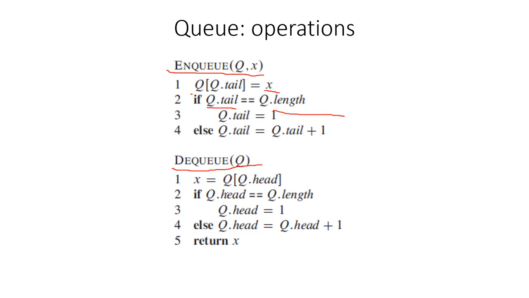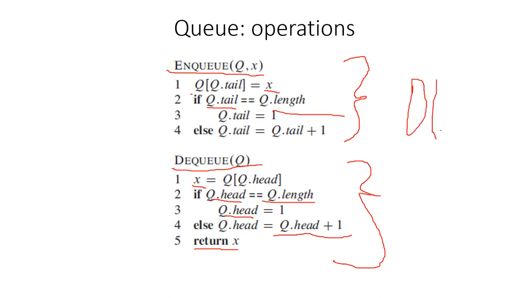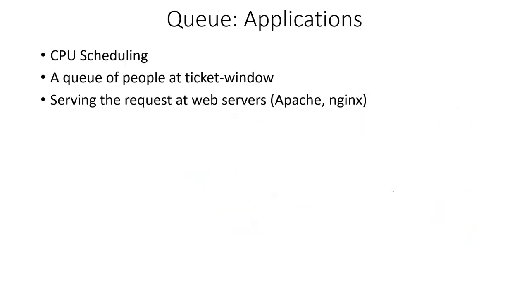When we want to remove, we take the head of our queue, and if the head is equal to our length, we say that head is equal to 1. In all other cases, we just move the element to the back, so we do 1 plus 1 to the head, and just return x. Also, as you can see, the time complexity of these operations is O(n). So same amount of time for both operations.